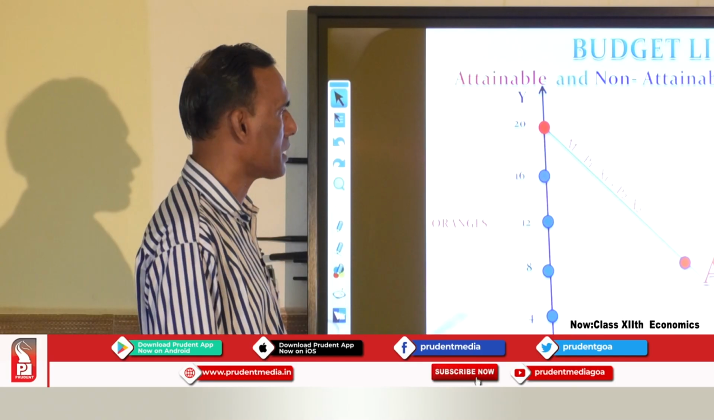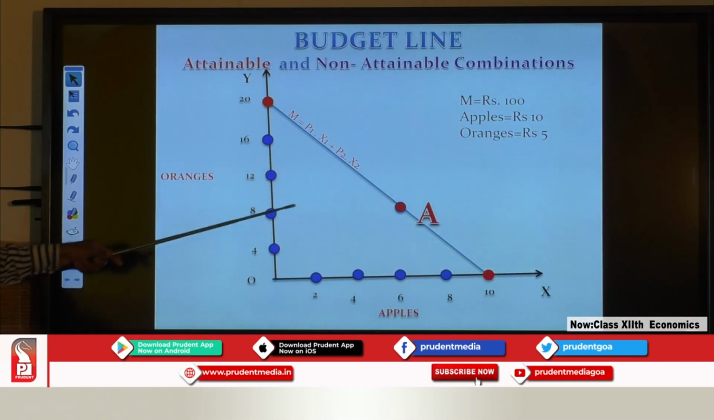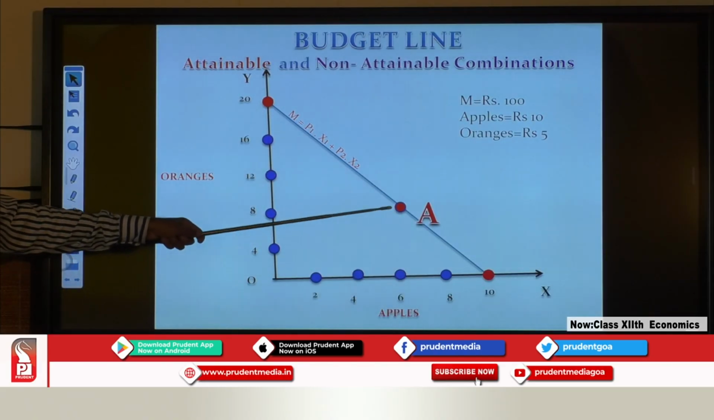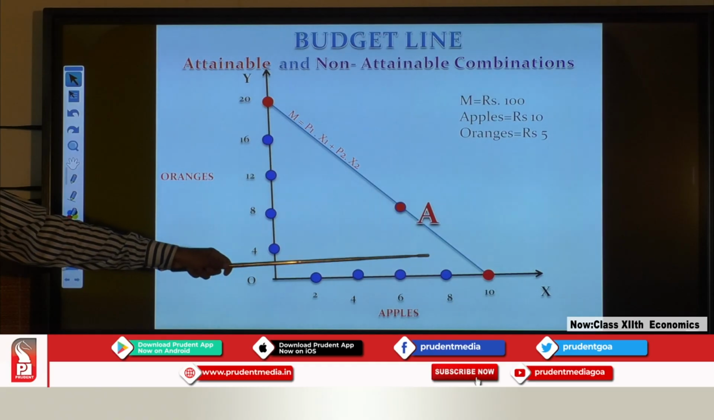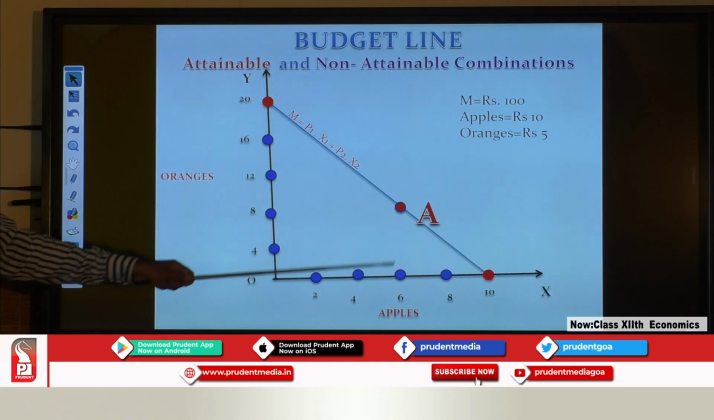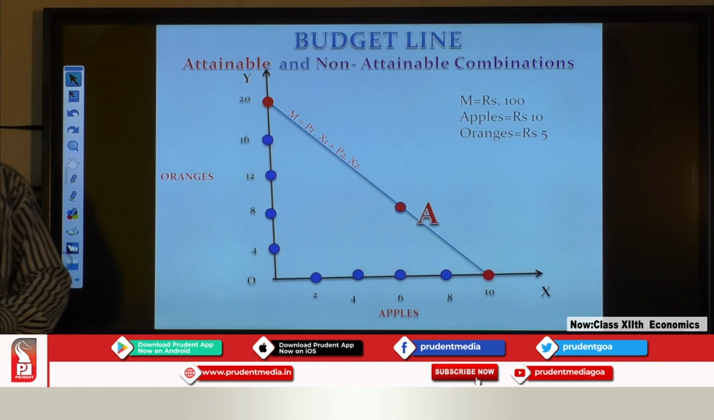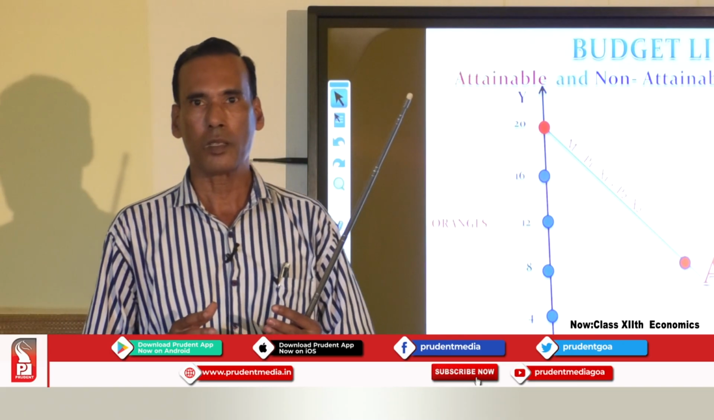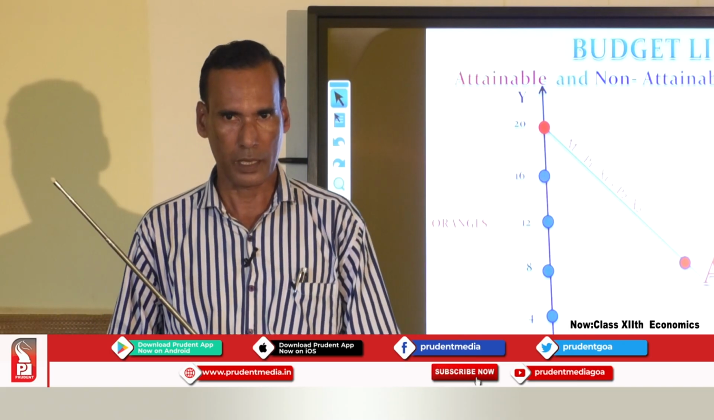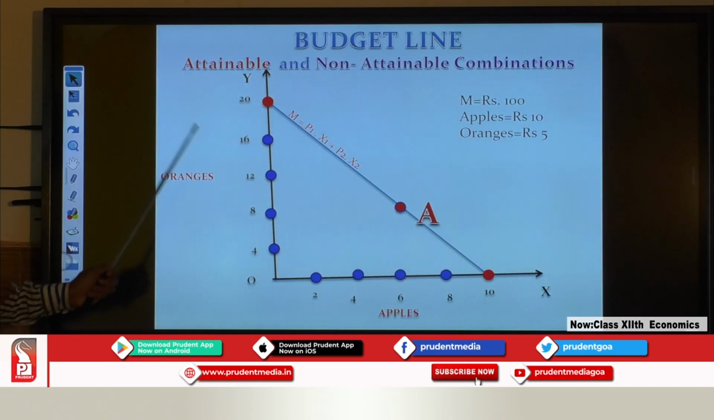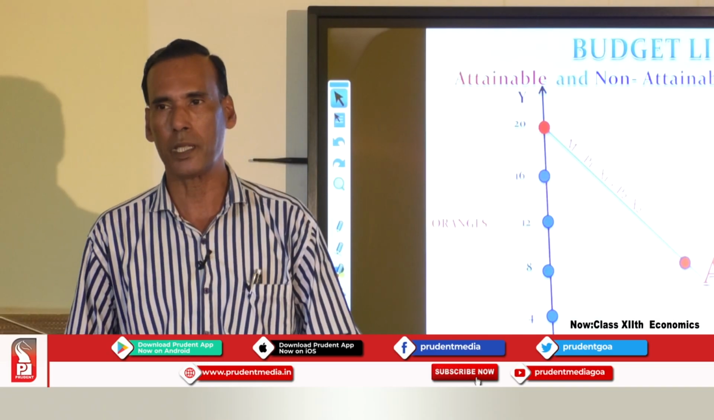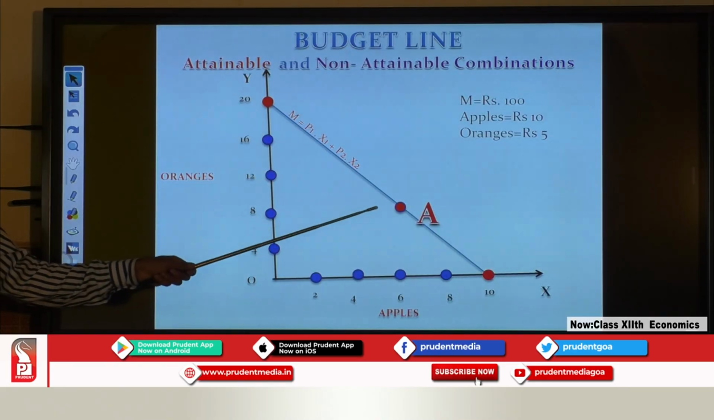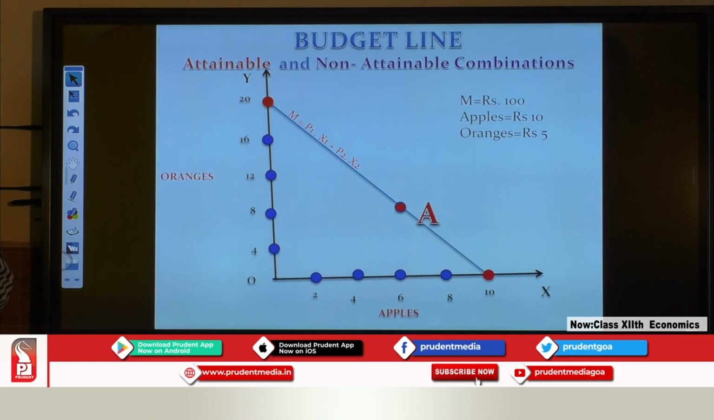Now, there are other attainable combinations which lie below the budget line. Combinations on the budget line are equal to 100 rupees, and any combination lying below the budget line indicates that income is not fully utilized. After purchasing both the commodities, some amount is remaining in the hands of the consumer, whereas for a point lying on the budget line, the full income is utilized.